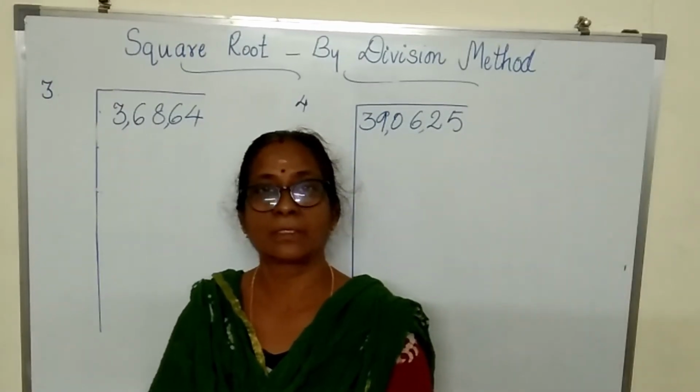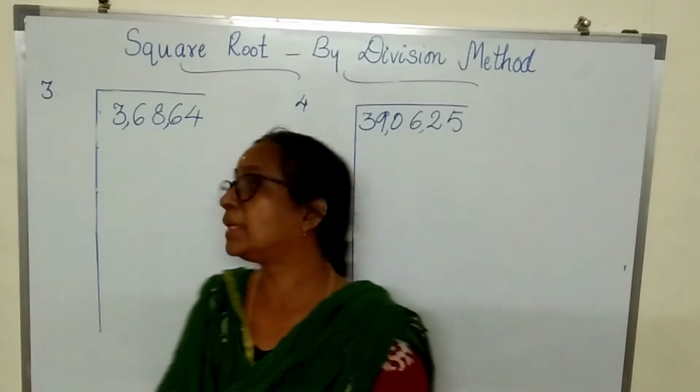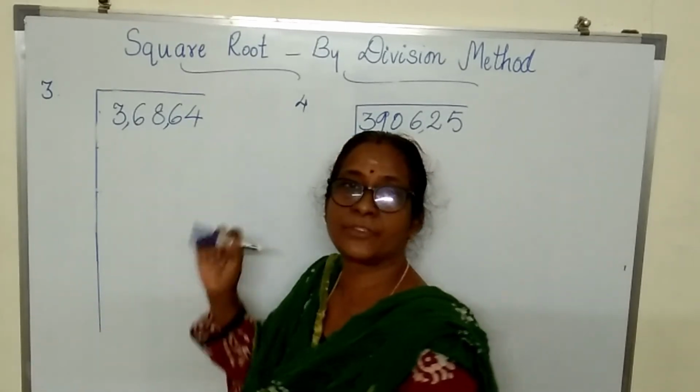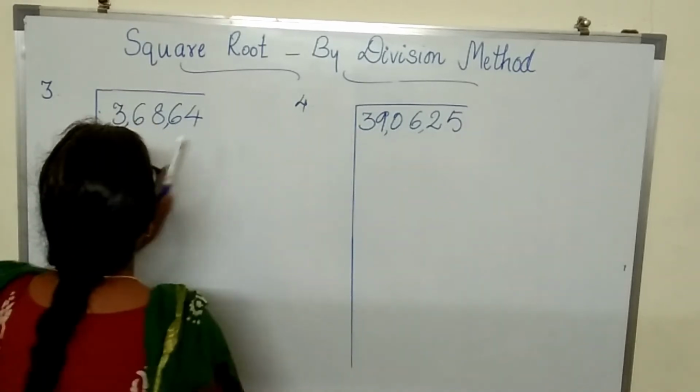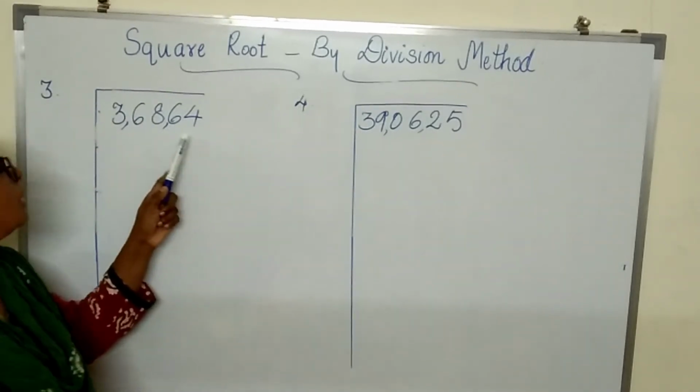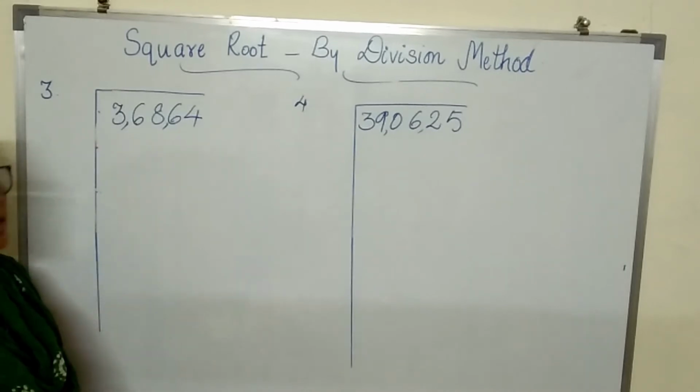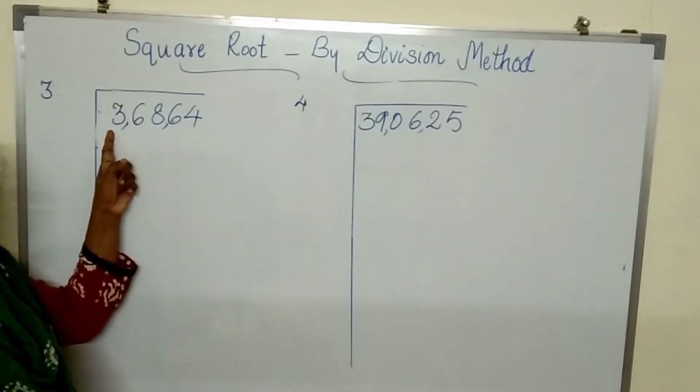Now let us see some more larger numbers. Here we have a 5-digit number. So I have already made it into groups. You see here 1, 2, 1, 2, 1. Okay. So the first group is 3.